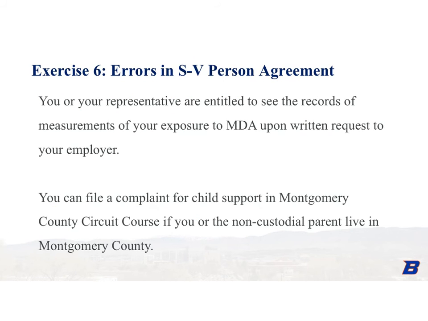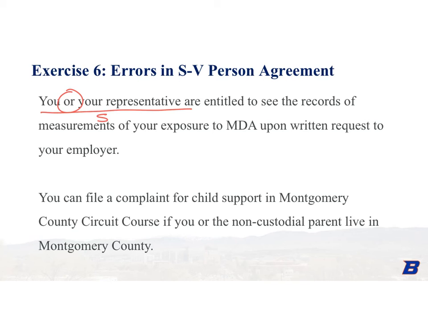So our final exercise was looking at errors in subject-verb-person agreement. And so often when you get people in there, it's easy to make different errors depending on if you're thinking about things as singular or plural. So in this first sentence, you or your representative is the subject of the sentence, but you see that coordinating conjunction or, and so that should immediately signal to you that whatever is closest to the verb should be affecting the number of the verb.